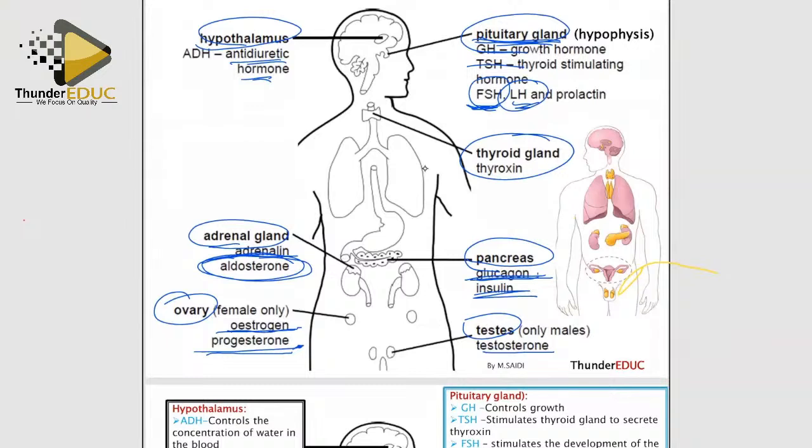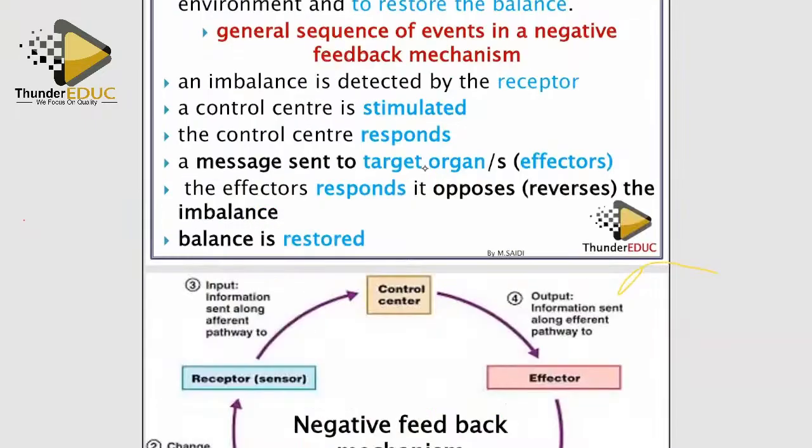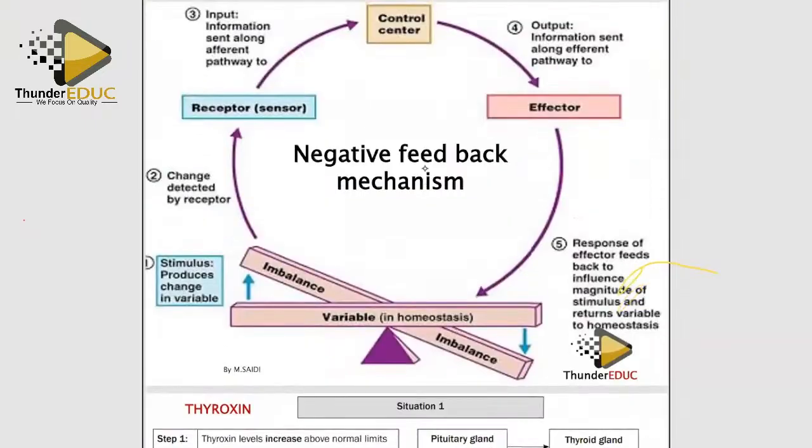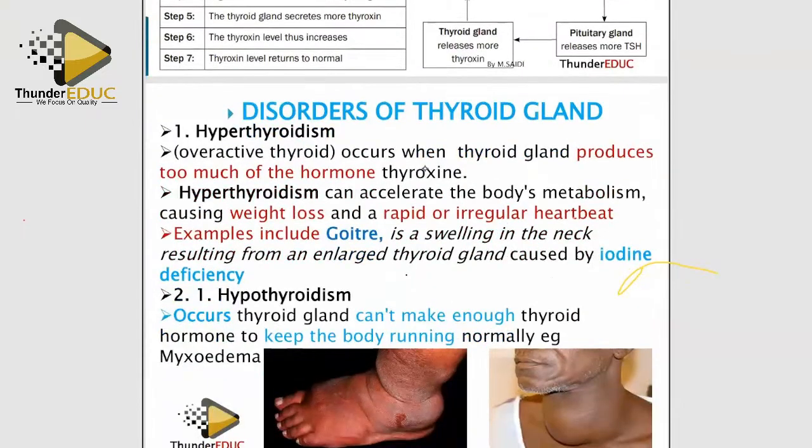Here we just talk about the function of each. What if you don't have it in the body, what are the consequences? And then, how do they work in the negative feedback mechanism? I'm just outlining what we're going to cover in the next class. If you don't have this, you're going to suffer from goiter. If you have too much of it, it's hyperthyroidism. If you have less, it's hypothyroidism.